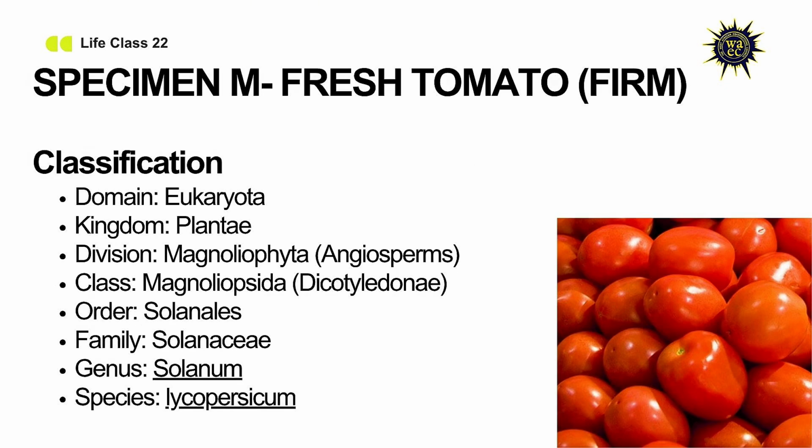Specimen M is fresh tomato, a firm fresh tomato. So let's look at the classification. Domain Eukaryota, kingdom Plantae, division Magnoliophyta. It's an angiosperm, which means it is a flowering plant. Class Magnoliopsida, sorry. Then order Solanales, family Solanaceae, genus Solanum, and species lycopersicum. So the botanical name for this specimen is Solanum lycopersicum.